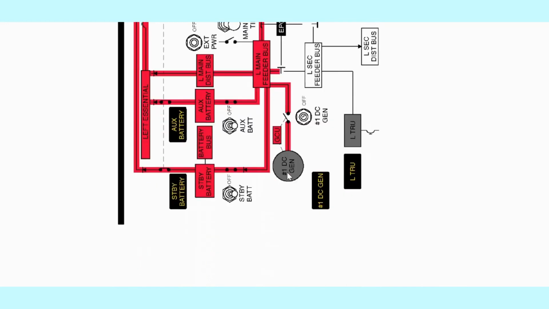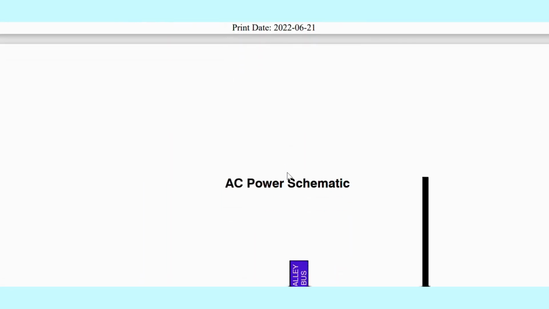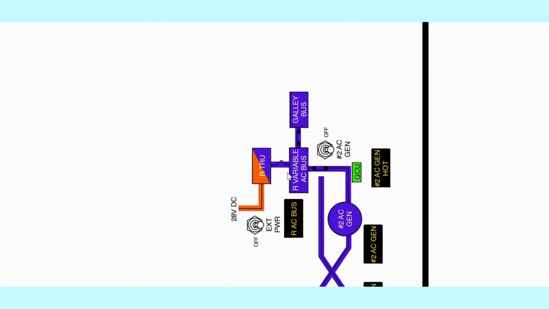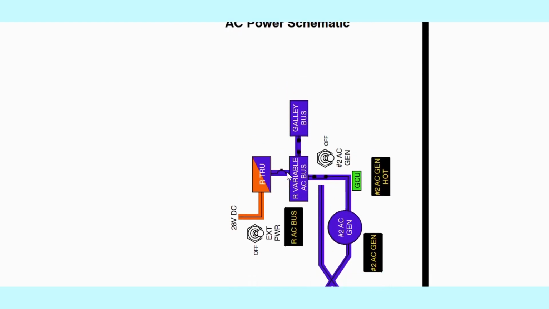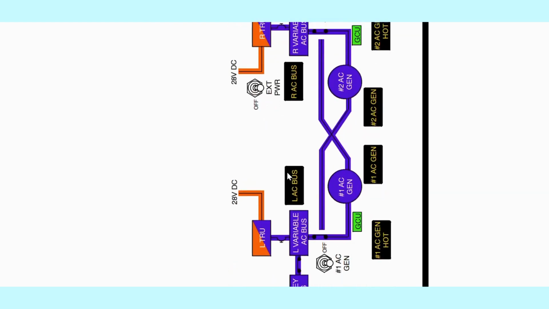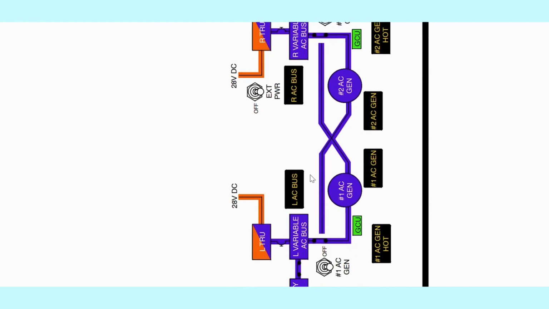You also have the AC power schematic, which is here. Basically, if you see these cross connections here, it just tells you that one bus can power the other bus, and the AC buses can also power the DC system as well.